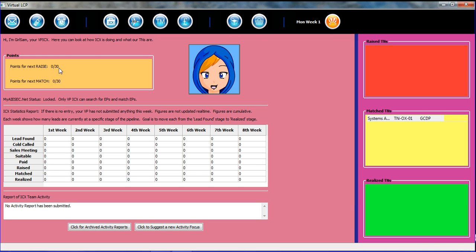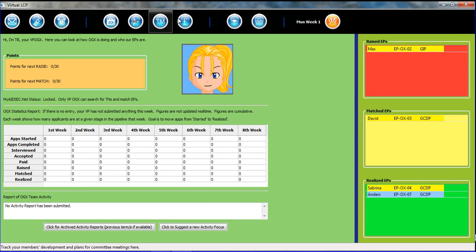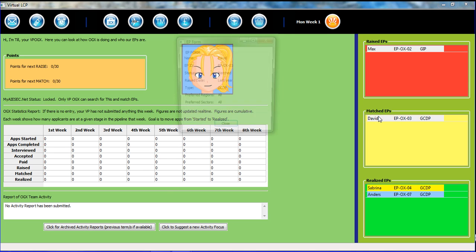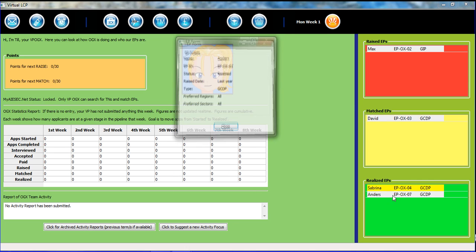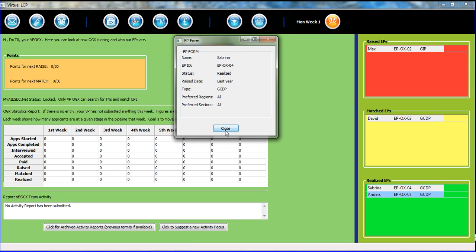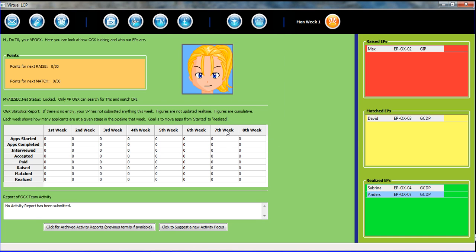OGX we have very similar. This is TNs, raise points match. So we've got one EP who's already raised from last year, he's carried over, a matched EP, and 2 realised. Now I wonder, when an EP is realised, then you can bill the MC for a portion of this fee, and that's going to maybe sustain us, so we could perhaps get money for that, unless we billed already. We'll have to find out about that.